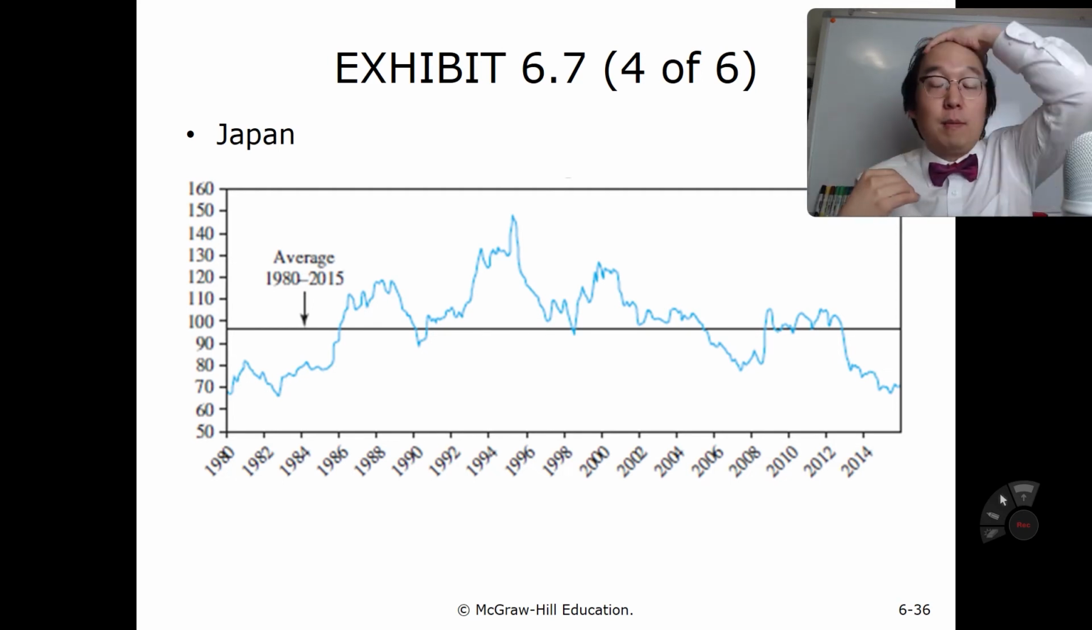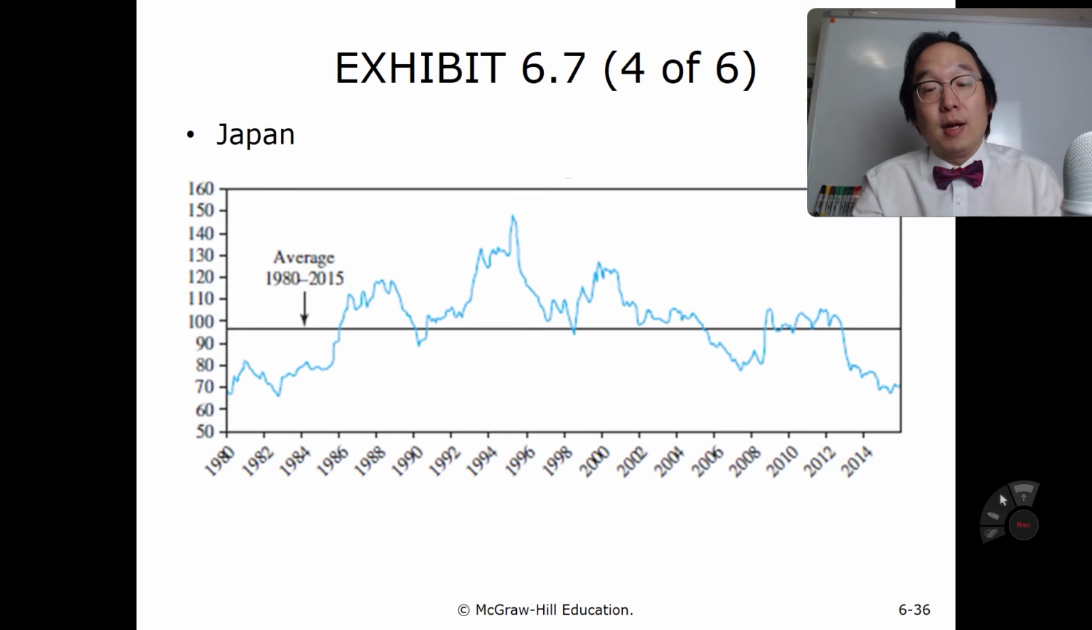And then the bubble took place in the Japanese market. This is the point over there. And then afterwards, the lost three decades are going on, and the currency's value has been relatively recovering back to its normal level, I guess.